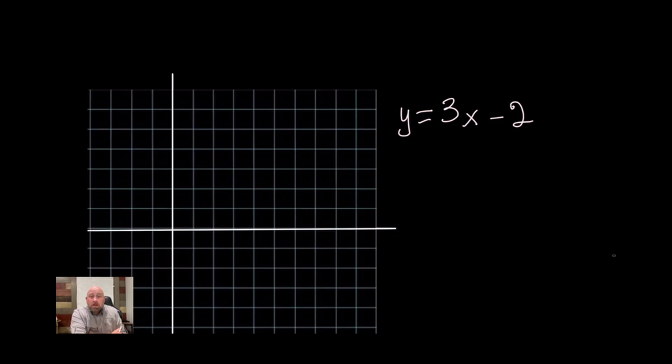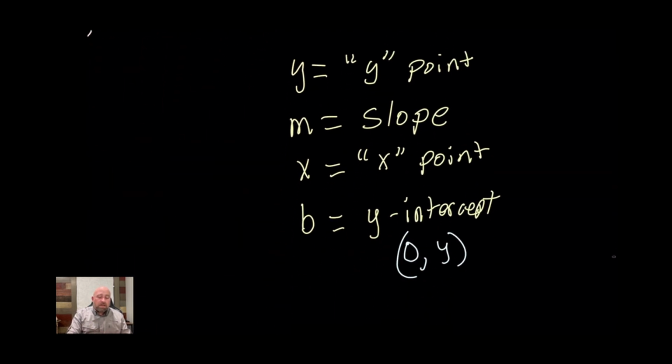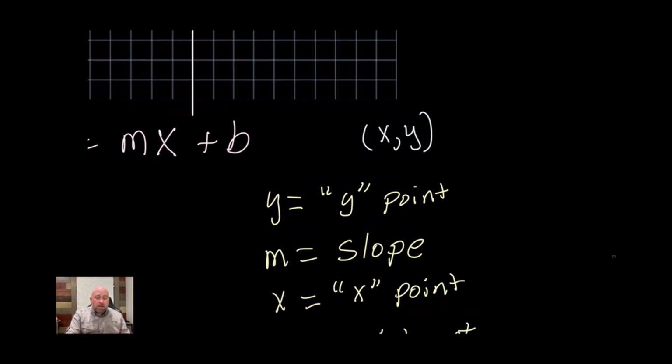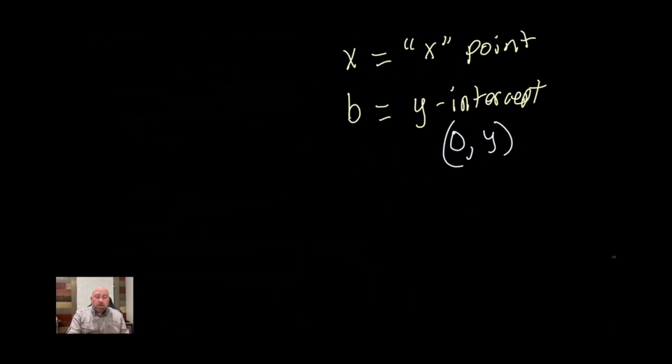I don't even know where to start. You actually do have a point, so you should know where to start. Let's go back and talk about what these things are. So what is the y? The y is the y point. Do we have that? No, we don't. We only have y. So we don't know the y point.